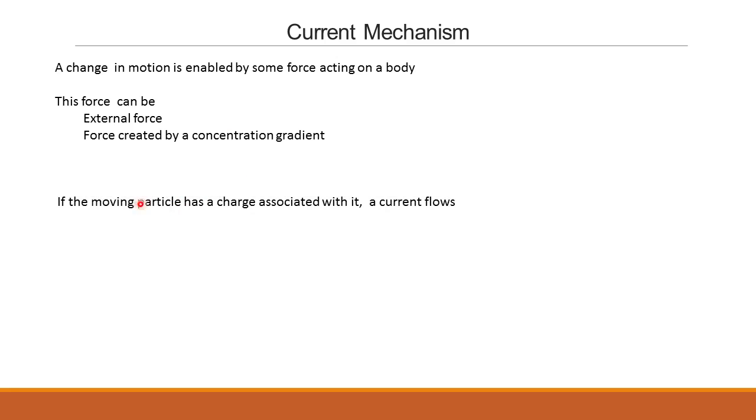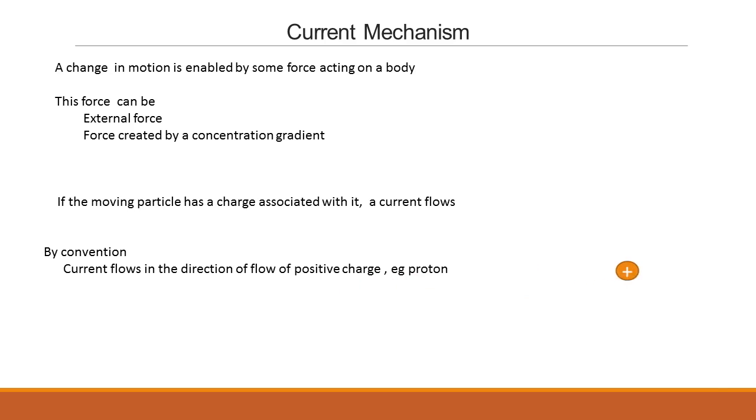In addition to it, if the moving particle has a charge associated with it, then a current flows. We know the current is nothing but rate of flow of charge. So these external forces act on a body which has a charge and the body moves, then a current flows. By convention, current flows in the direction of a positive charge. For example, a proton. If a proton goes from left to right, the current flows from left to right. So the proton moved here from left to right. The current also flows in that direction.